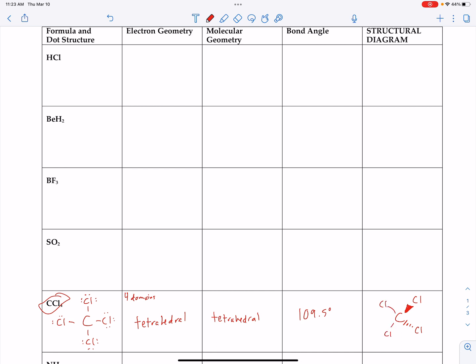Okay, so the ones that are in the same plane just get written with a regular line. The ones that are in and out of the plane of the paper, giving a little bit of 3D nature to this picture, are written with like a wedge coming out and with sort of the dashed line for one going into the paper. Okay, that's it. You should be able to do the rest.